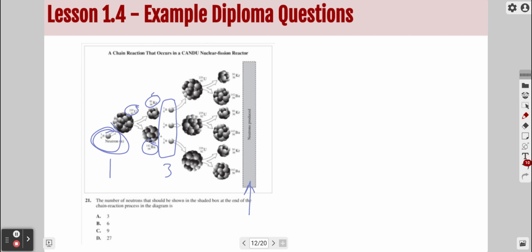So for every reaction of uranium, you should also get these 3 neutrons. So there's another reaction, 1, 2, 3 neutrons. Another reaction of uranium, 1, 2, 3 neutrons. So we should get 9. This is the chain reaction concept. Now you have those 9. These 9 neutrons are going to go hit 9 uraniums.